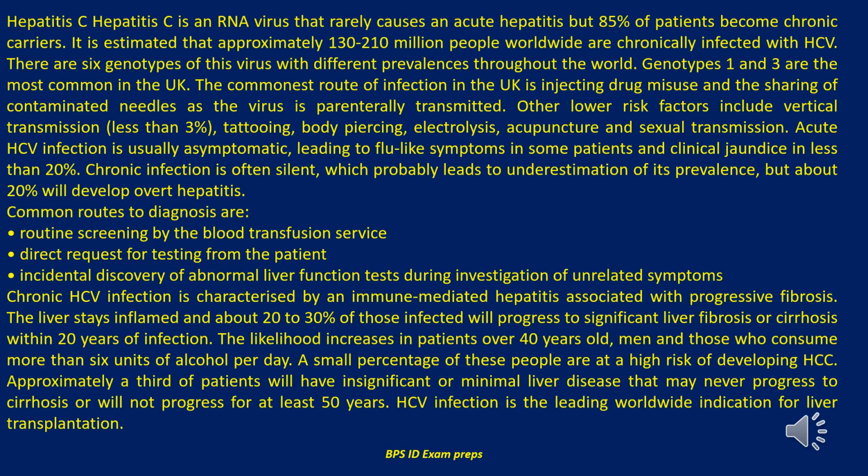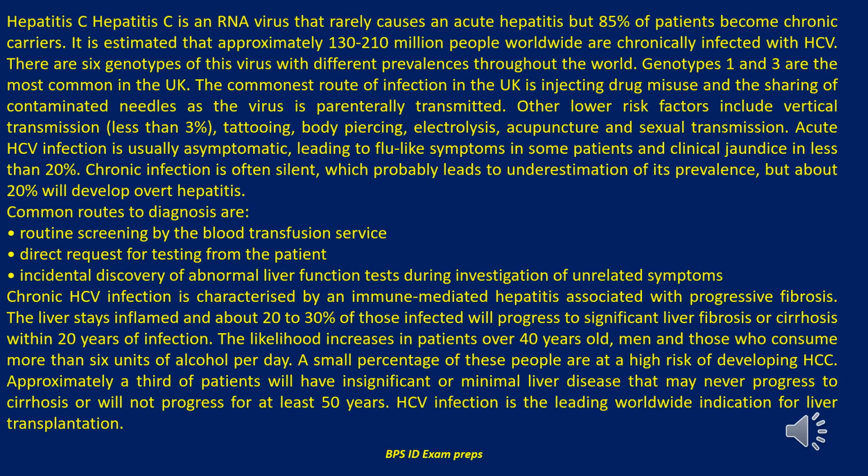The commonest route of infection in the UK is injecting drug misuse and the sharing of contaminated needles, as the virus is parenterally transmitted. Other lower risk factors include vertical transmission, less than 3%, tattooing, body piercing, electrolysis, acupuncture, and sexual transmission. Acute HCV infection is usually asymptomatic, leading to flu-like symptoms in some patients and clinical jaundice in less than 20%.